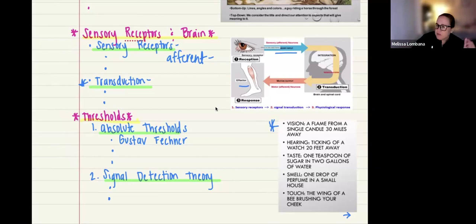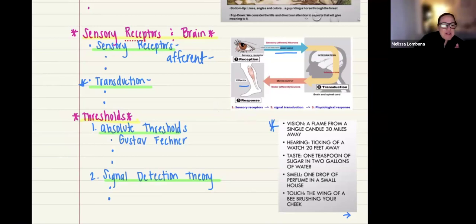And then the last one is touch. The absolute threshold would be that we could feel the wing of a bee brushing against our cheek. Okay, so those are our absolute thresholds. How they tested it, no idea. Good way to go research that, but quite interesting.